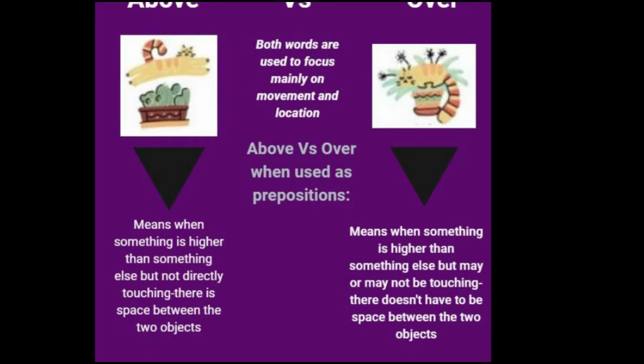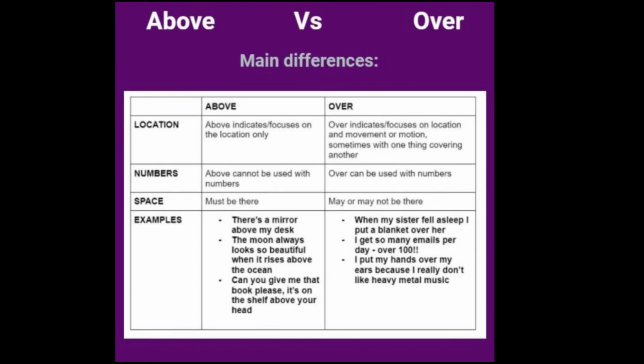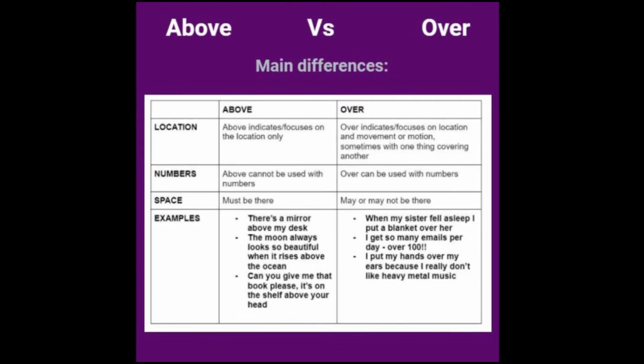So, the main difference between above and over is that when we state something is above something else, there is always space in between, and it does not have to be directly above the object. But when we state that something is over something else, we are focusing on the movement and location, and there may or may not be space in between. Let's look at the main differences when they are used as prepositions.